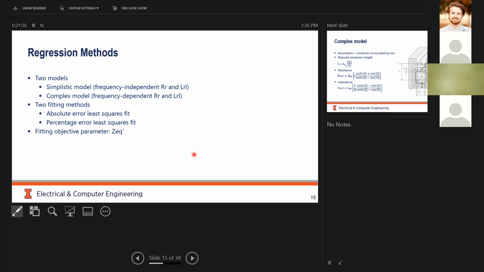We can use two models. We can assume that RR and LRL don't change with the frequency, or we can assume that they are frequency dependent, which I call the complex model. And you can use absolute error least squares fit or percentage error least squares fit. And the objective is to make the equivalent circuit parameter equal to the simulated curve.